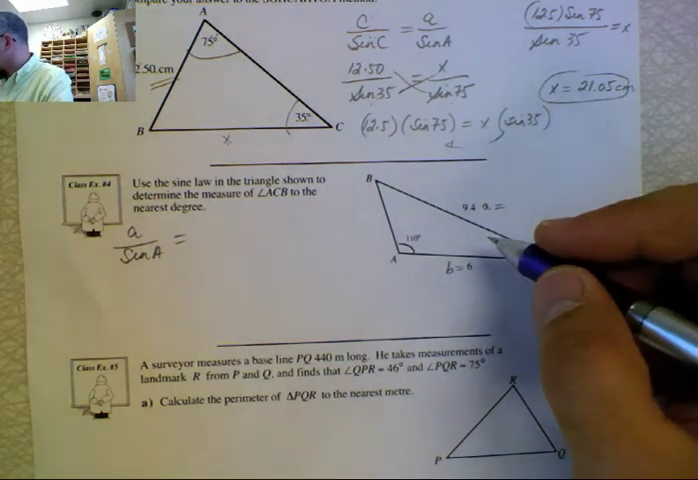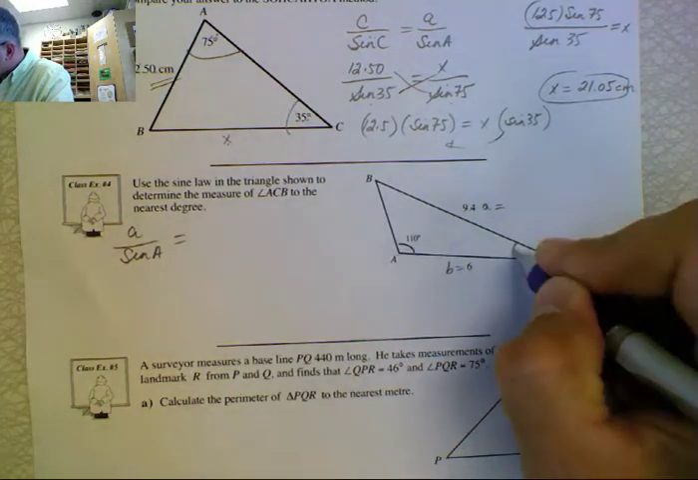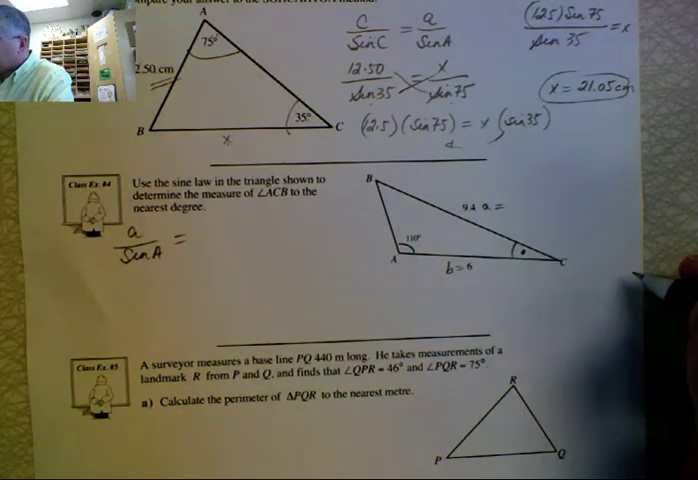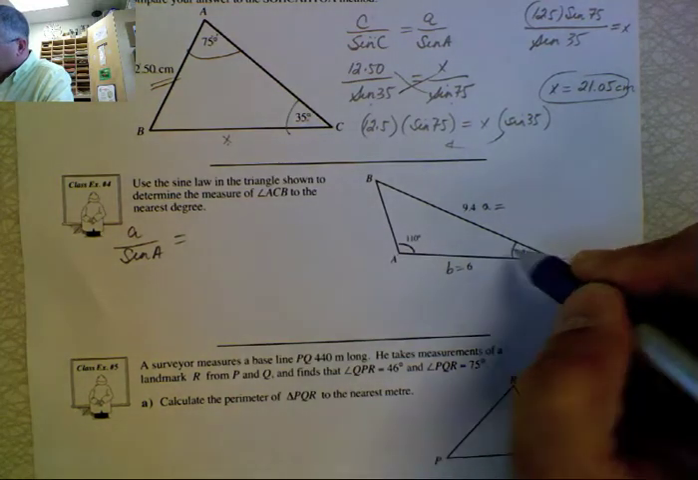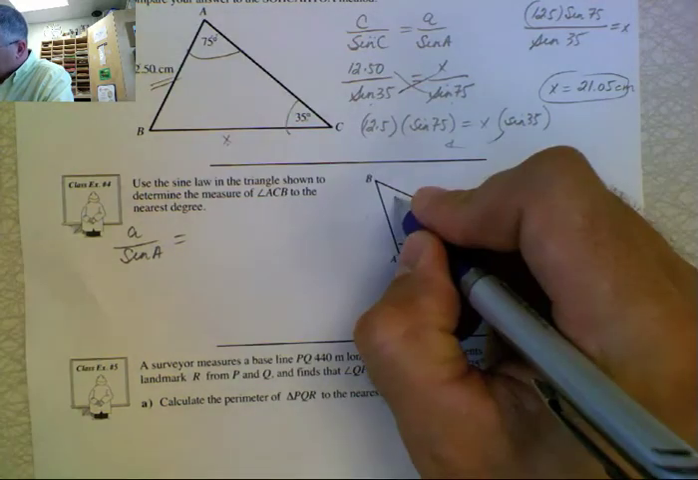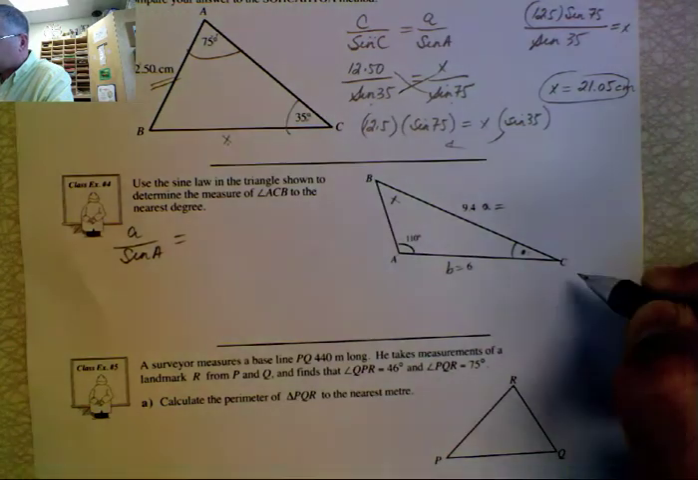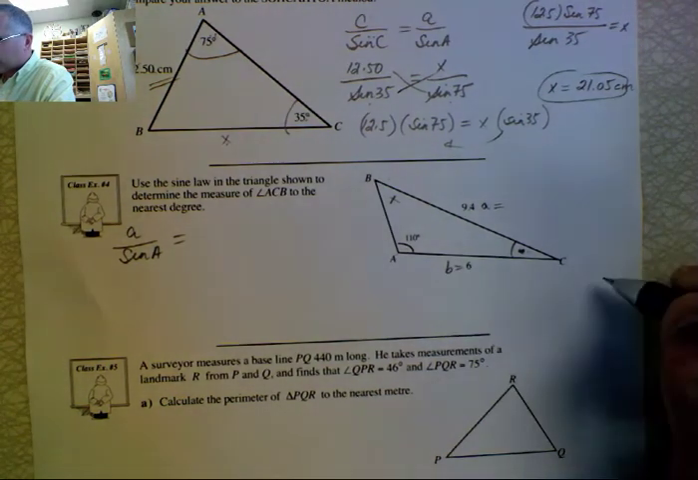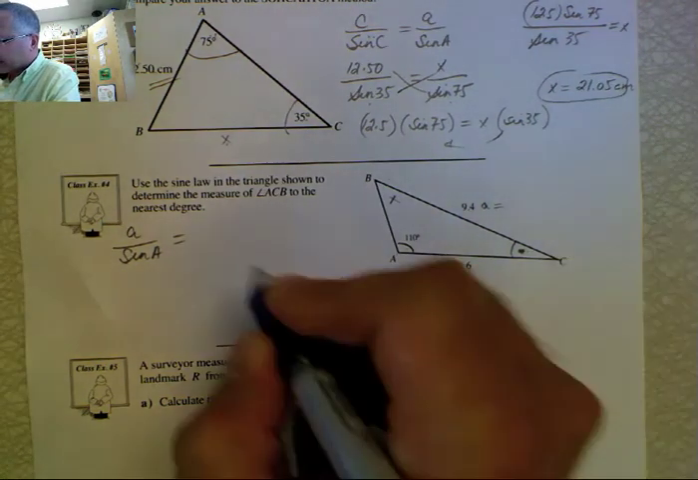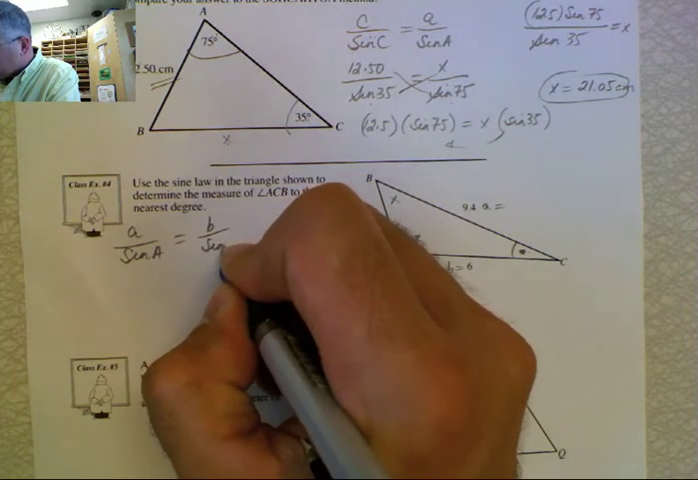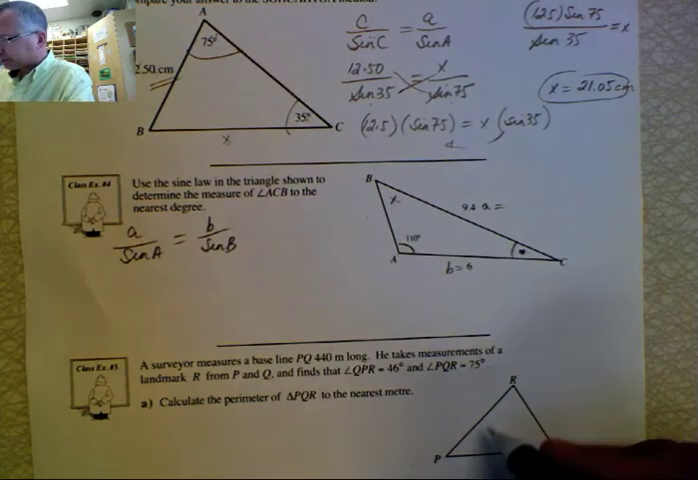That's what they want us to find. They want us to find this angle here. Well, we don't know the side across from this angle, but if we find angle B, we know all the angles in a triangle add to 180 degrees, so that will help us find angle C. So we're actually going to use a over sine A equals b over sine B to help us.